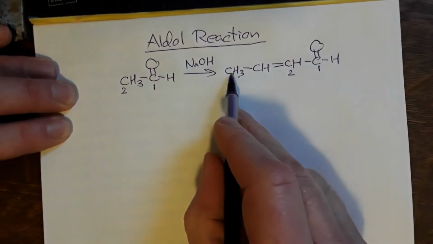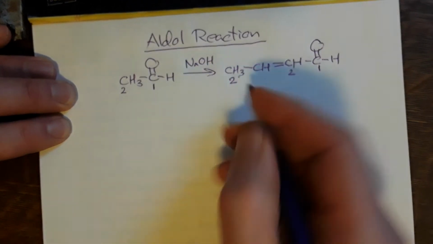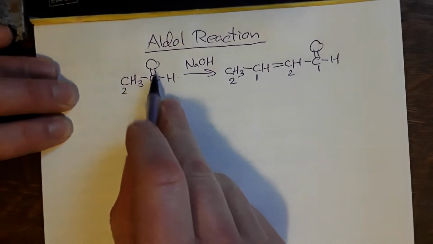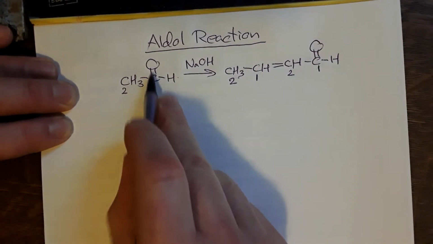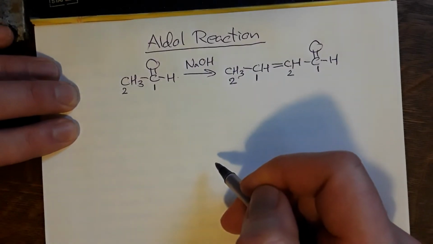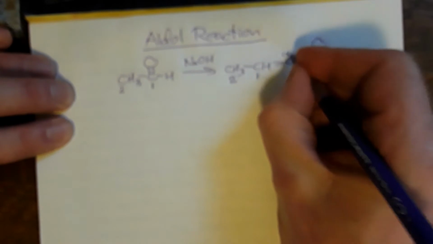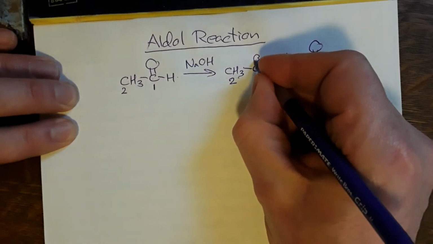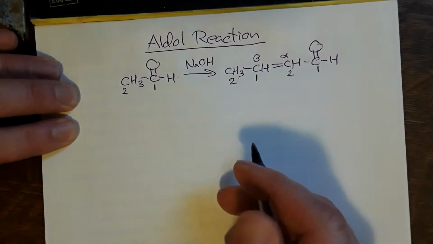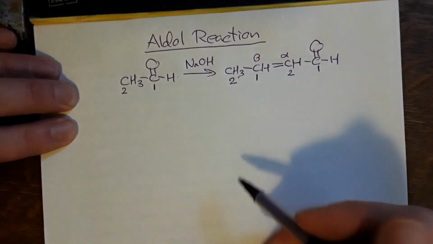And then this methyl group looks like carbon 2 of the other acetaldehyde, and the CH looks like this CH that used to be a carbon double bond oxygen, and now it's a carbon double bond carbon. So this reaction has put together two acetaldehyde molecules and formed a new carbon-carbon double bond there.